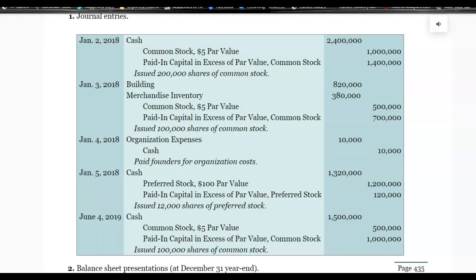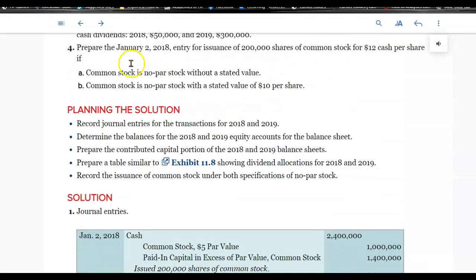All right, so what happens on June 4th? Well, we sold more stock at $15 per share. So we show an issued 100,000 shares of common stock. And so we received $1,500,000 in cash for that. Of course, again, in the common stock account, we're only going to be recording $5 per share, which is $500,000. The balance of $1 million is going to be recorded in the paid in capital in excess of par value common stock. All right. So that's the recording of the journal entries.